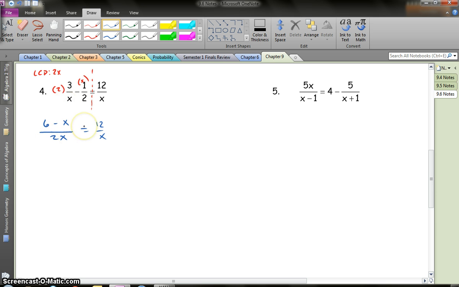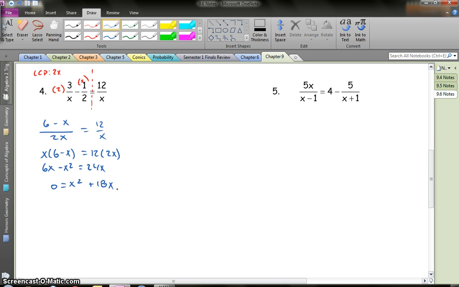Now that we're set up like this, we're going to go ahead and cross multiply. All right, so when we cross multiply, I get x times 6 minus x equal to 12 times 2x. All right, distribute your x to get 6x minus x squared equals 24x, and we need to solve this equation. All right, so I'm going to get it equal to 0, but I want to make the x squared positive. So I'll move everything to the right side. So I'm going to add x squared, and I'm going to subtract 6x. So that'd be plus 18x.